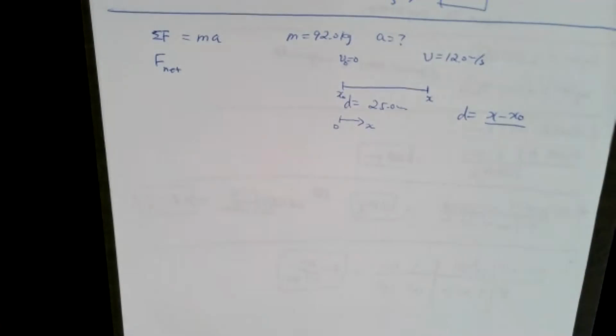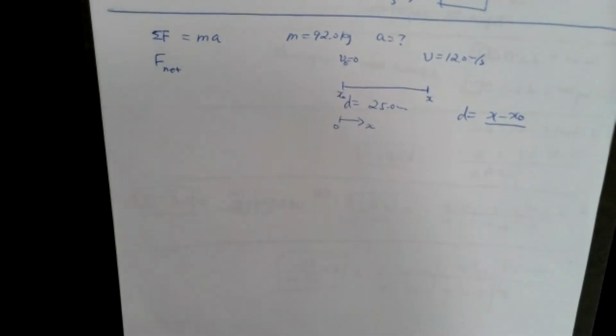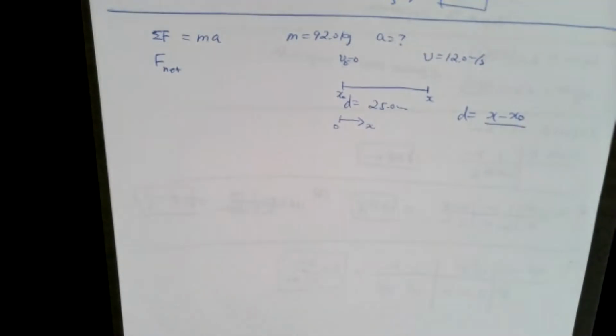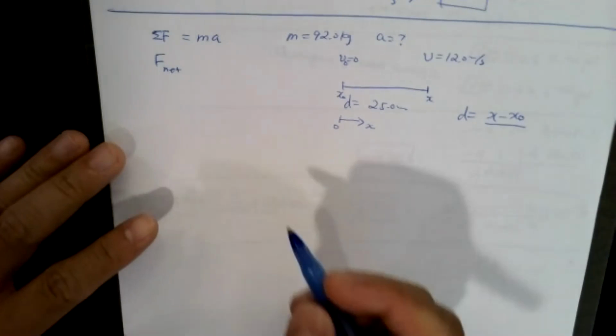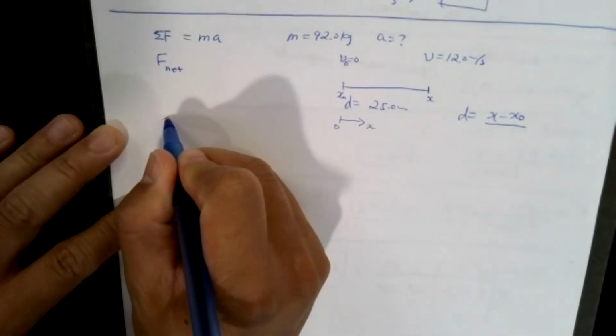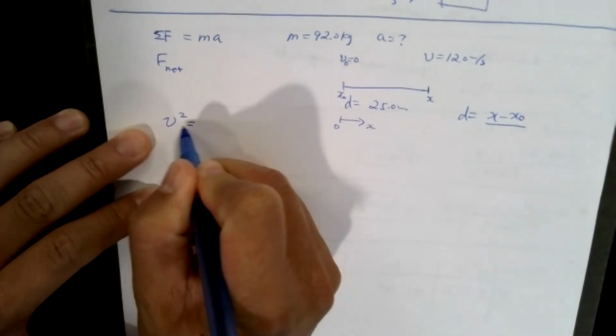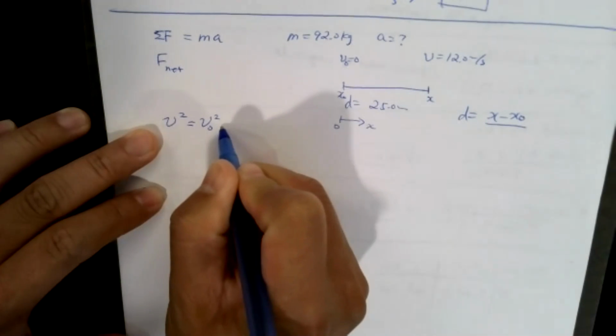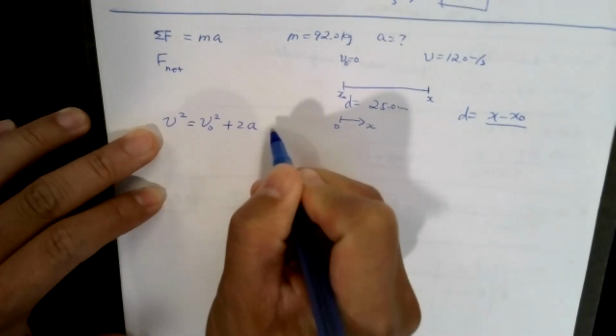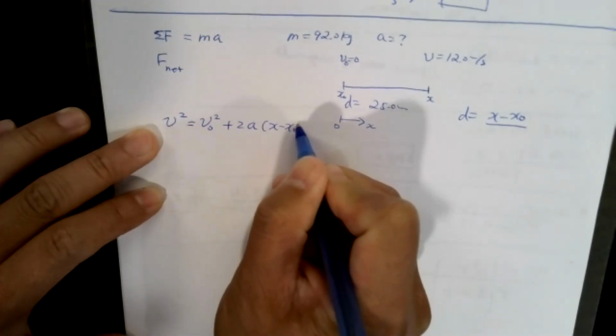You can check the equations of motion for one-dimensional constant motion, those 5 equations we mentioned earlier. You can probably figure out that you will be using the 5th equation to find your acceleration, because the 5th equation says final velocity squared equals initial velocity squared plus 2 times acceleration times x minus x naught, right?